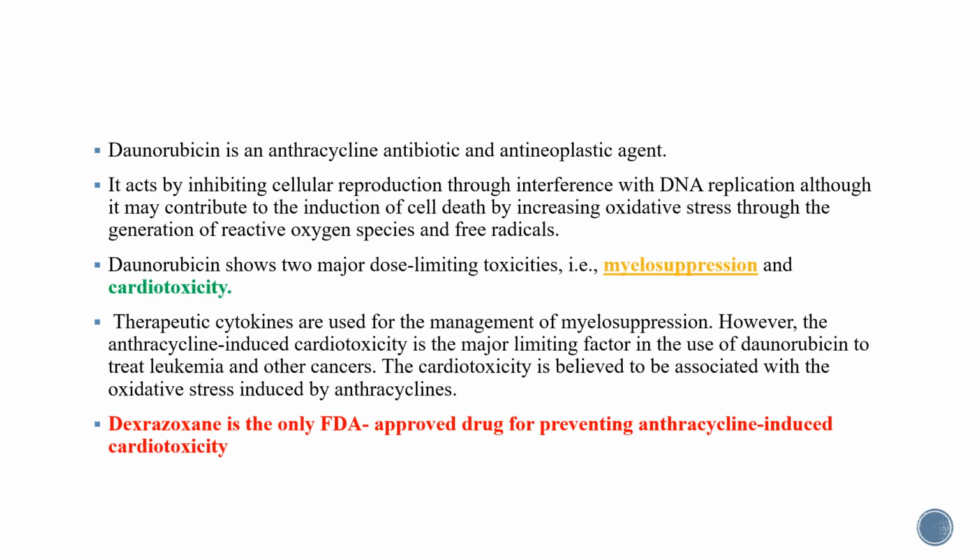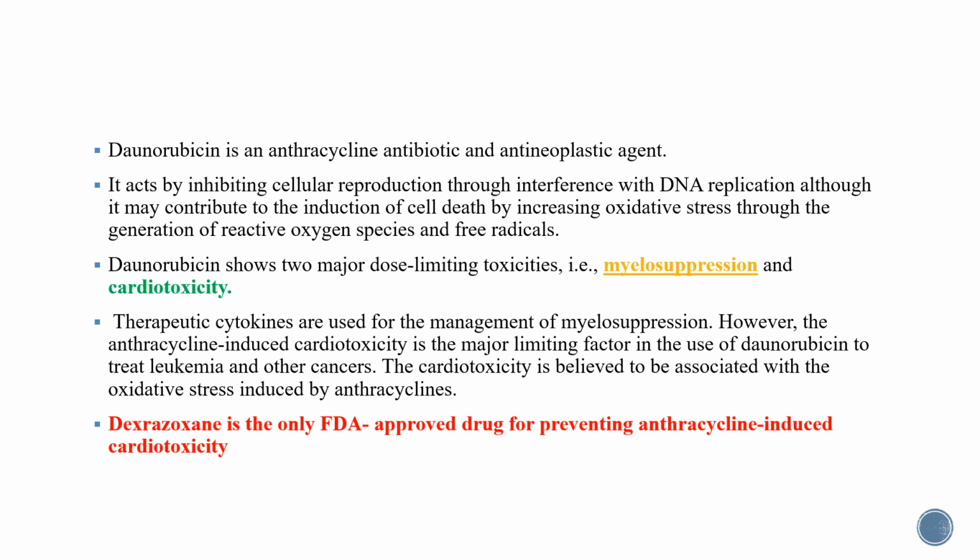So this daunorubicin is an anthracycline antibiotic and an anti-cancer agent. It's mainly used for the treatment of a variety of carcinomas, including breast as well as lung, and for the treatment of acute lymphocytic leukemia and lymphomas. Its mechanism of action is by inhibiting cellular reproduction through interference with DNA replication, although it may contribute to the induction of cell death by increasing oxidative stress through the generation of reactive oxygen species and free radicals.